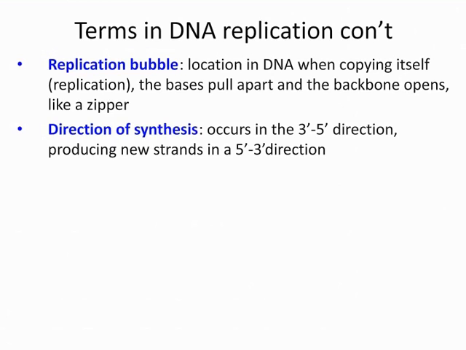Direction of synthesis is important. So it occurs in the 3' to 5' direction, but it produces new strands in a 5' to 3' direction. So if you look at a picture of DNA, the leading strand is going to be made from the 5' to 3' direction. So it's producing new strands in a 5' to 3' direction, but it's occurring in a 3' to 5' direction.